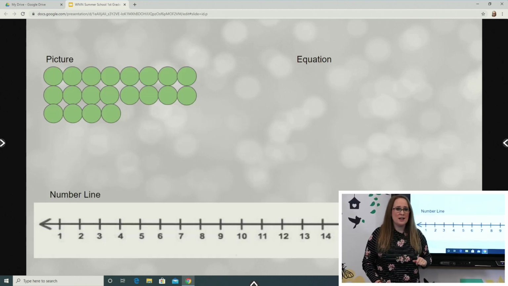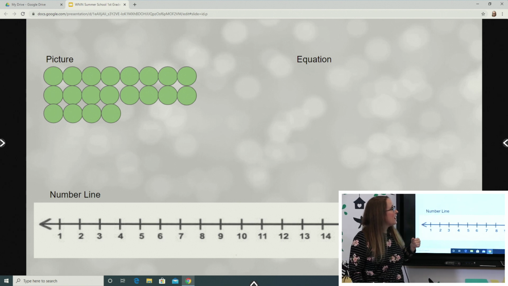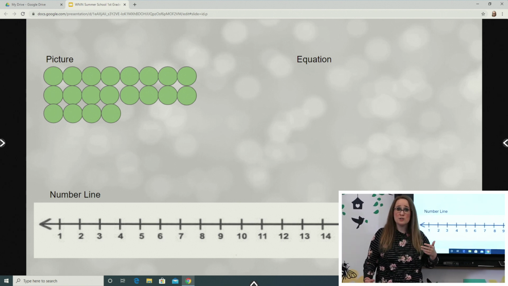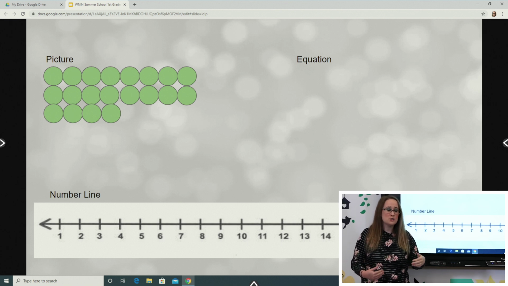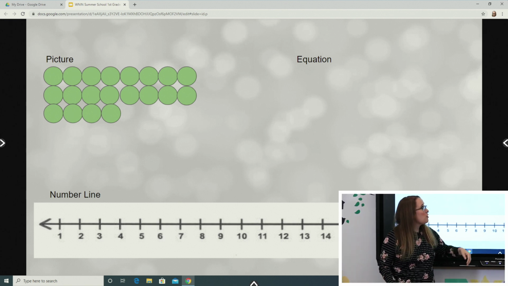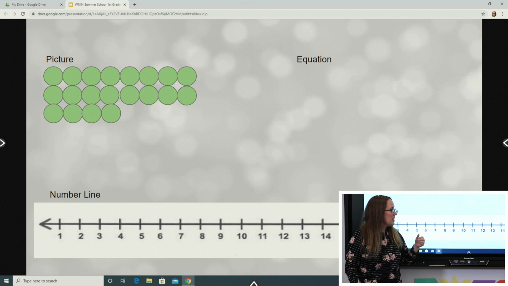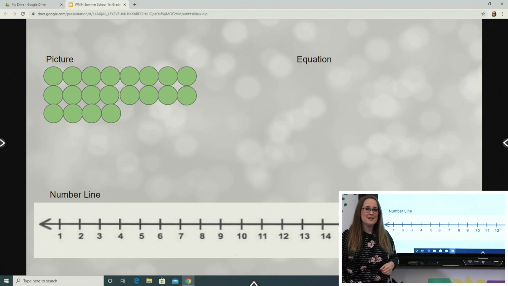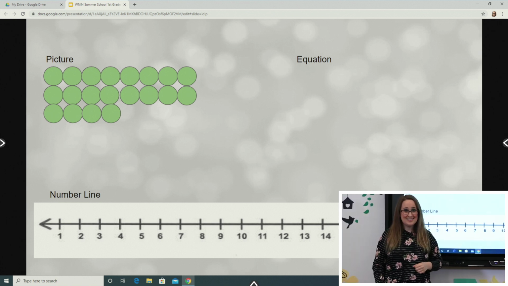I'm going to give you some time to draw your picture. Here I have 20 circles to represent the $20 he had when he came into the store. You're going to write an equation and also use the number line. Go ahead and try that now.